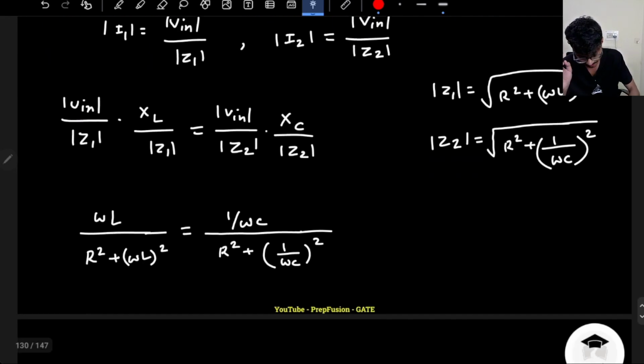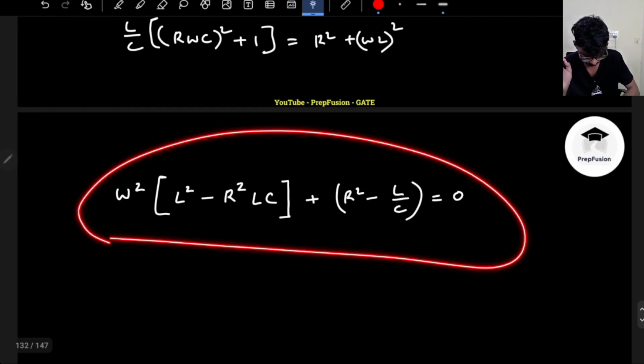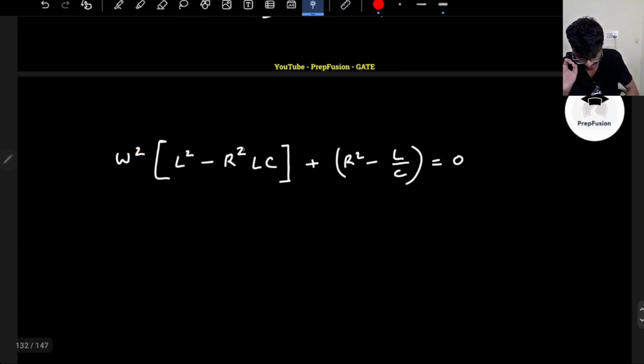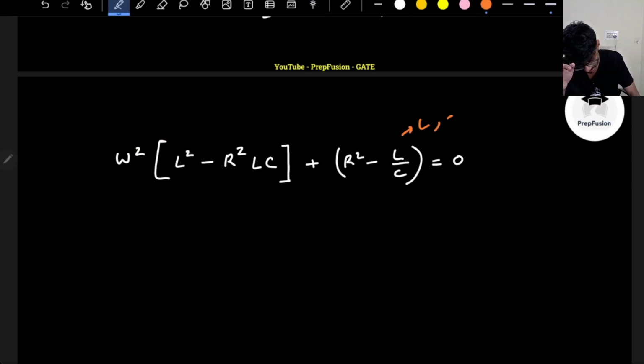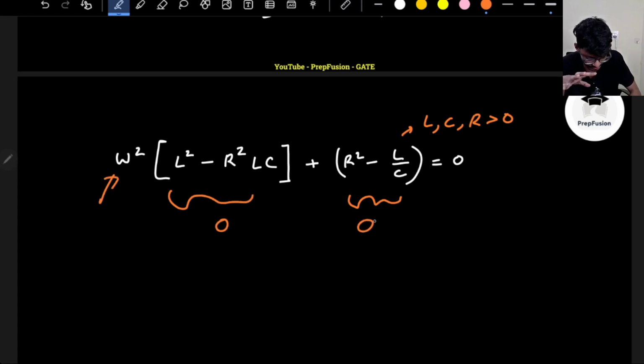So ultimately somehow I have to satisfy this equation, and they have told me that omega can be any value. So if omega is any value, that means I have to make this equation 0. Here L, C and R, all these are positive quantities, these are passive networks, and I'm adding these things, so individually they have to be 0. If individually these are 0, then obviously the right hand side and left hand side will be satisfied.